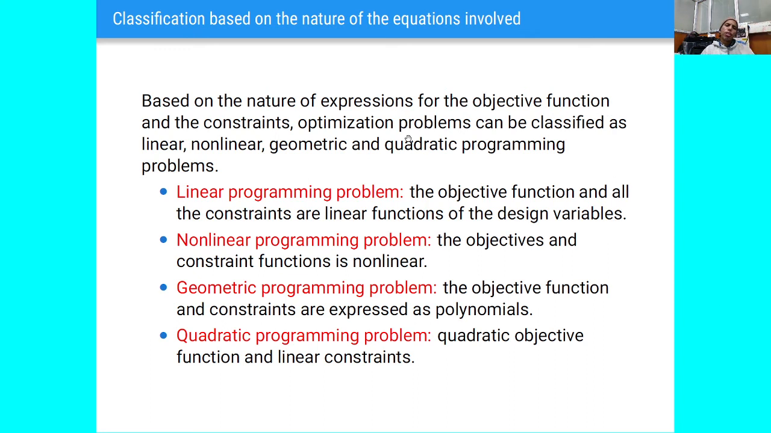As the name indicates, the objective function or the constraint will be a linear function of your design variables. These types of problems are called linear programming problems. If the objective function and constraints are non-linear, then these problems are called non-linear programming problems. We will take up examples of these problems in coming lectures.